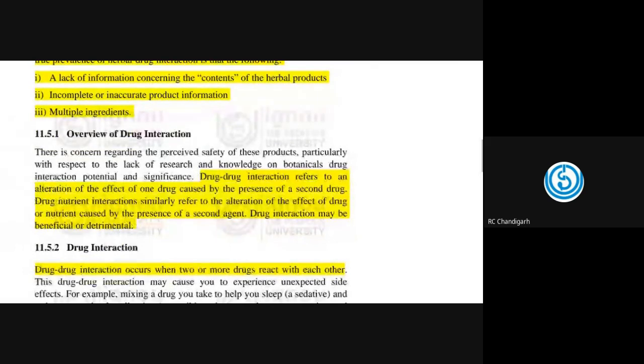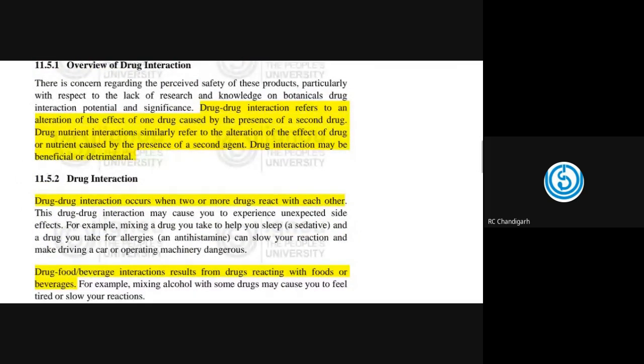Now, overview of drug interaction. Drug interaction refers to an alteration of the effect of one drug caused by the presence of a second drug. So, if there are two drugs and they interact positively or negatively, that is called drug-drug interaction. Drug-nutrient interaction similarly refers to the alteration of the effect of a drug or nutrient caused by the presence of a second agent. Drug interaction may be beneficial or detrimental or non-beneficial.